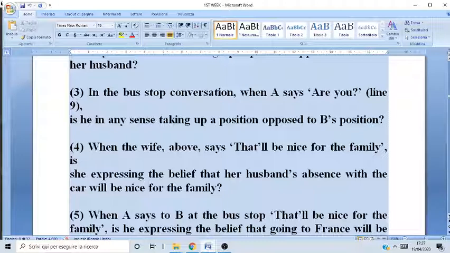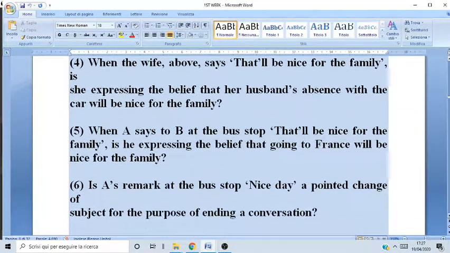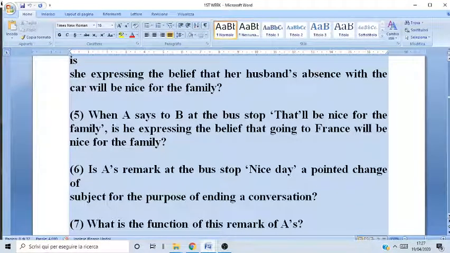And number 4, when the wife above says, "That'll be nice for the family," is she expressing the belief that her husband's absence with the car will be nice for the family? When A says to B at the bus stop, "That'll be nice for the family," is he expressing the belief that going to France will be nice for the family?